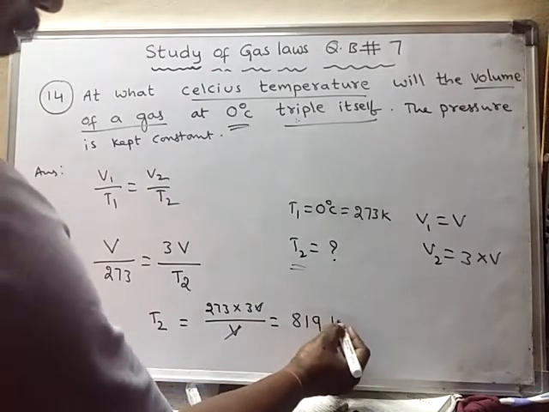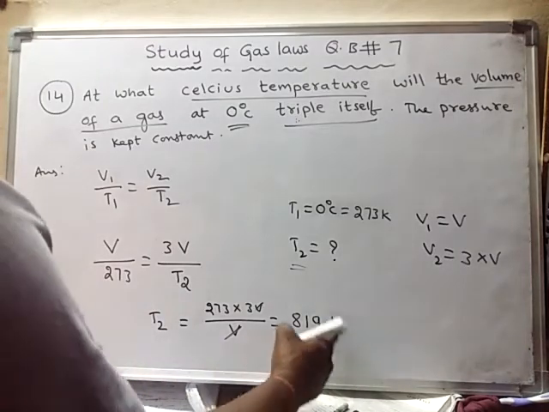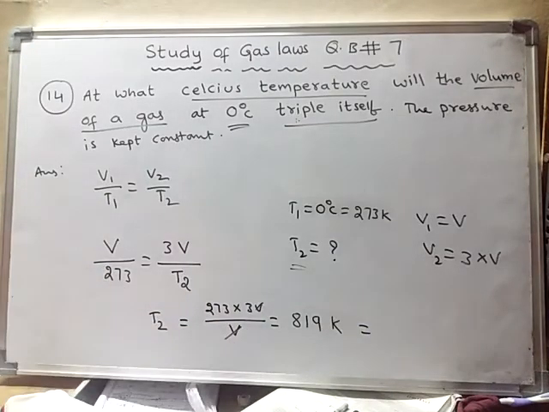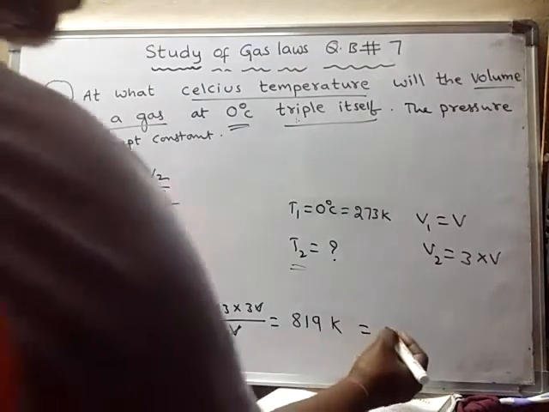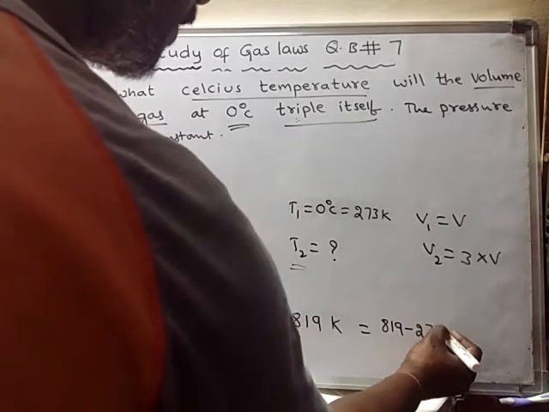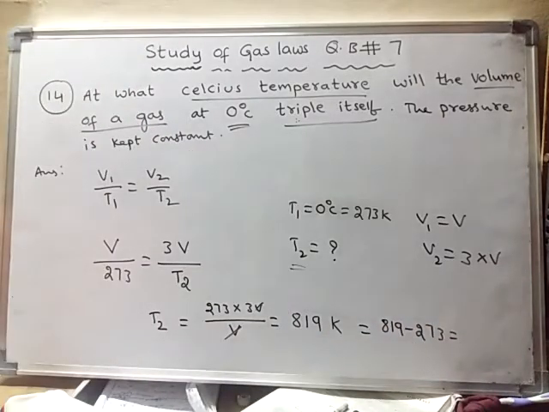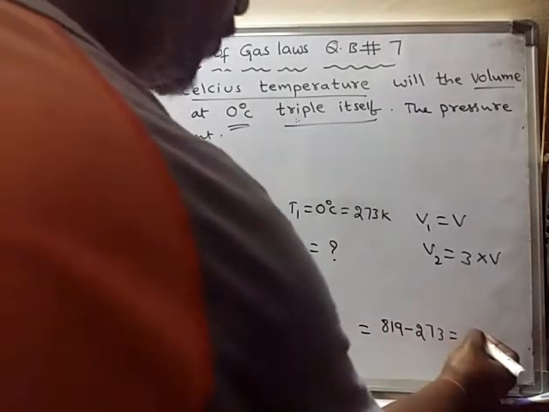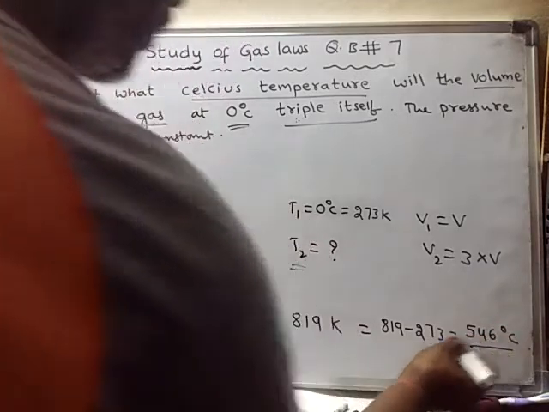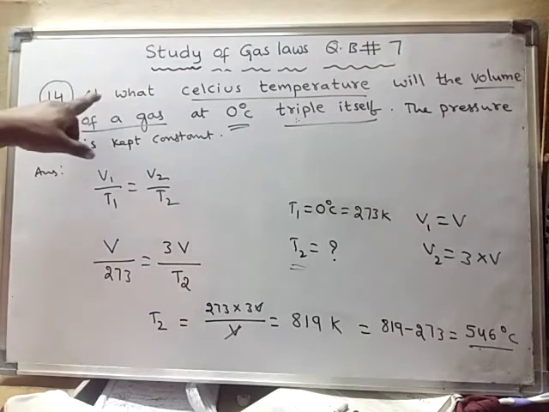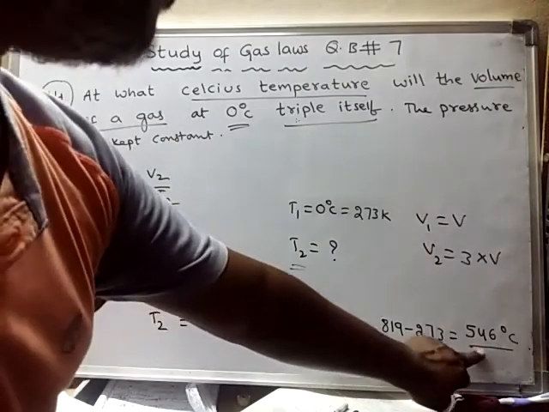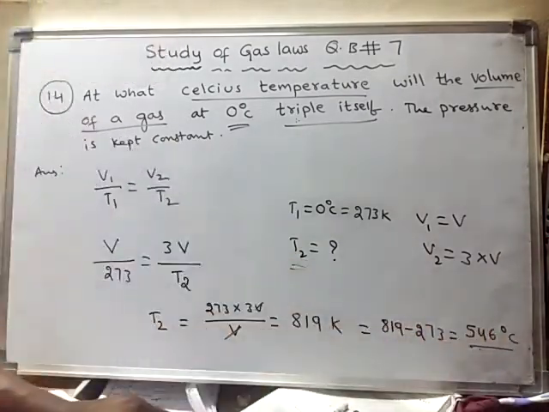So this much Kelvin. In order to convert this Kelvin value into degree centigrade, simply subtract 273 from it. That means 819 minus 273, which gives 546 degree centigrade. Here we have to calculate at what Celsius temperature it is asked, so we have to find the final temperature in the Celsius scale only, that means in centigrade.